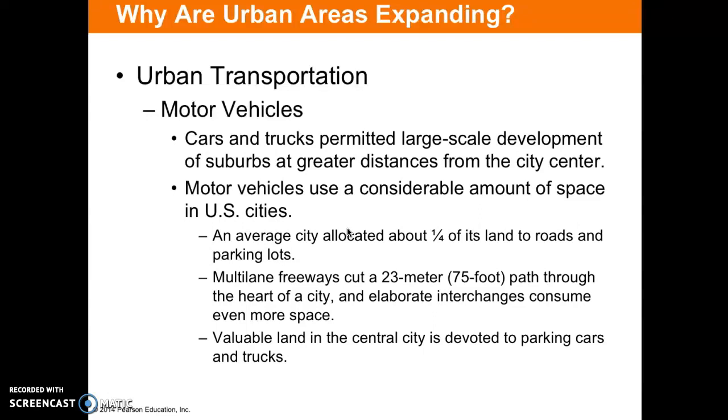We also, again, have the rise of the car. Cars and trucks permitted large-scale development of the suburbs, and they allowed you to live further from the city center. And we use a lot of cars, not just in our suburbs, but also in a lot of our U.S. cities. So an average city allocated about 1/4 of its land to roads and parking lots. Multi-lane freeways cut a 23-meter path through the heart of a city. And these elaborate interchanges consume even more space. And that means valuable land in the city is devoted to parking cars and parking trucks, which is really a waste of really valuable, expensive land.